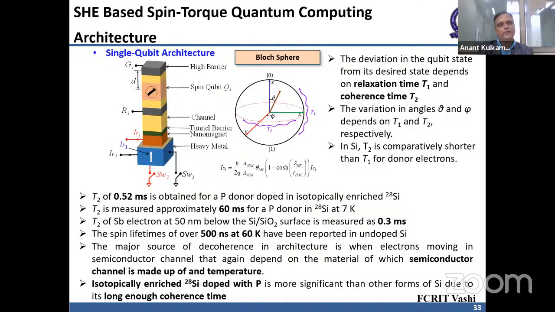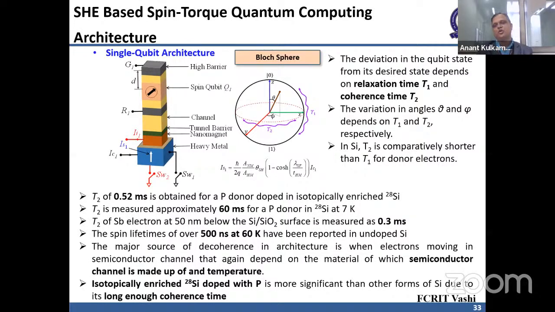Now, as I said, the qubit has a high barrier on one side and a low barrier on the other side. We have proposed a heavy metal, a nanomagnet, and a tunnel barrier. If you are a computer engineer, it's quite difficult to understand all these terms. The tunnel barrier is used to avoid mismatch between two materials, right? So it helps to match them. On one side there is a nanomagnet, on the other side there is a channel, so that we can effectively inject spin-polarized electrons from the nanomagnet into the channel. The electrons will travel through the channel to interact with the qubit, and the qubit state will be decided.